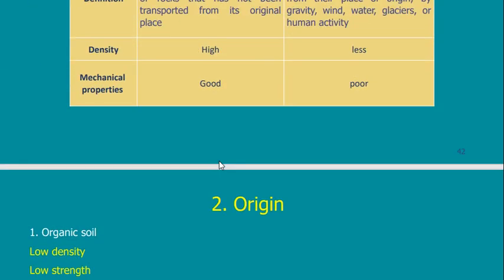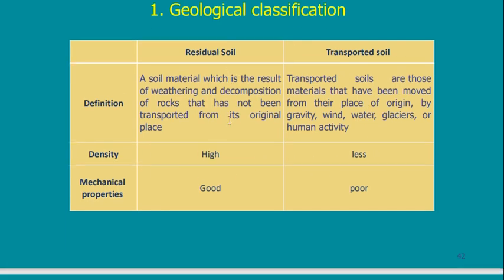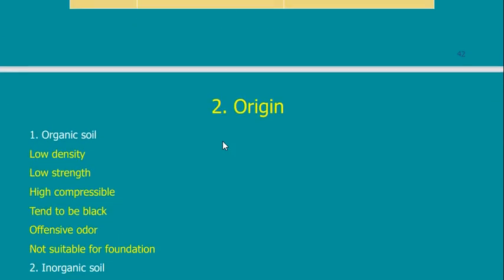Then later you may have some questions. What is the difference between residual soil and transported soil? This is defining the soil based on its origin. Was this soil in its place from creation till now? Was it in one place, or was it transported from one place to another? Usually when soil is transported, it loses some of its strength. So usually a transported soil is less strong than a residual soil. So this is another important point.